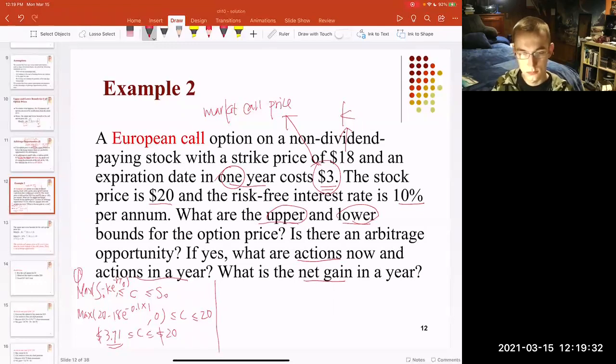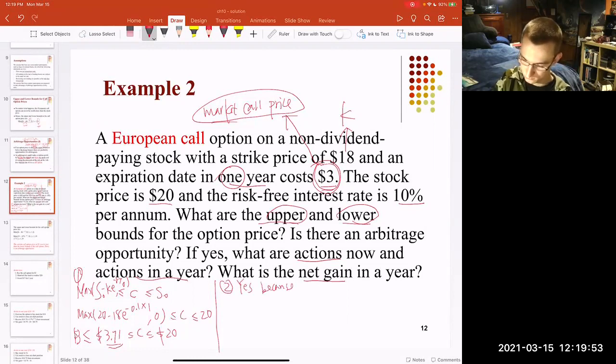Okay, so that's question 1. Question 2, is there an arbitrage opportunity? Because the market option price $3 is less than $3.71, right? So to answer question 2, yes, because $3 is less than $3.71. The market option price is lower than the estimated lower bound.